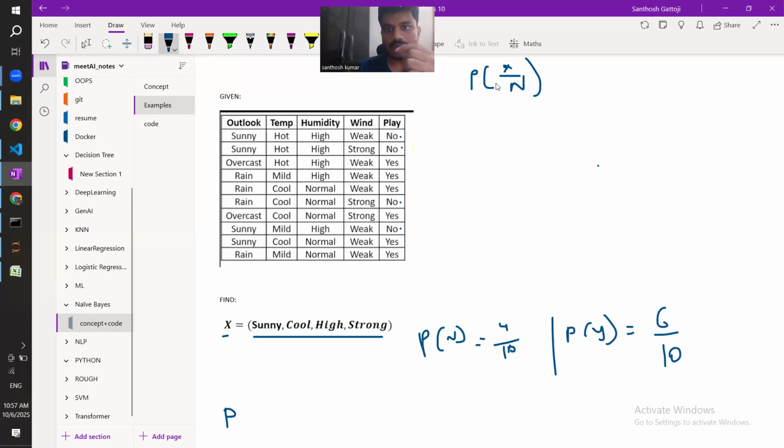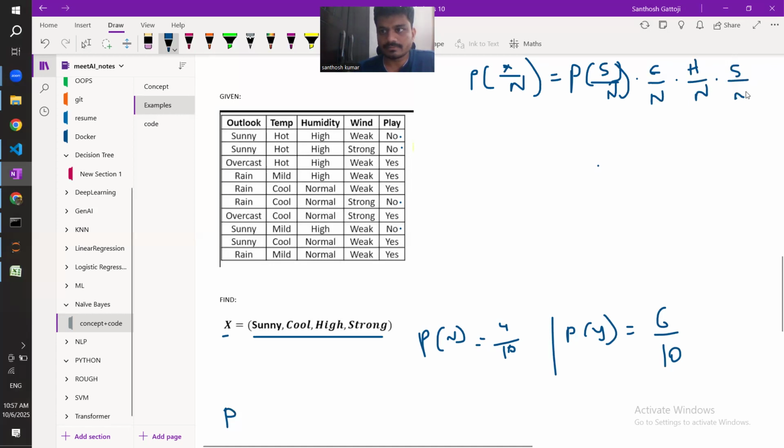Now x is this. This is the x we are given. So this is also probability of sunny by n, into probability of cool by n for temperature, into probability of high by n for humidity, and probability of strong by n for wind. So what is the probability of sunny by n?